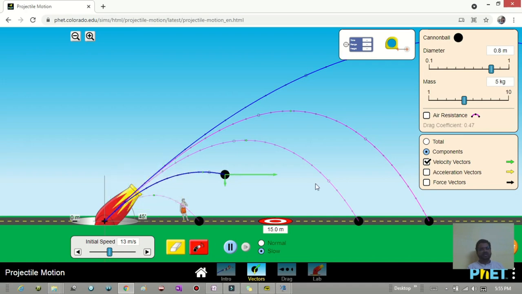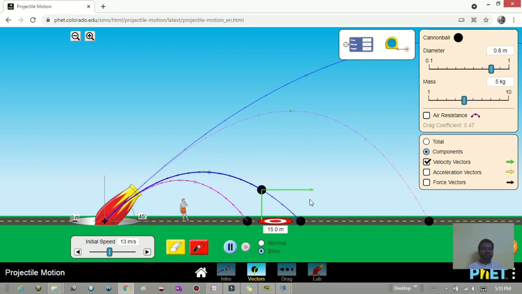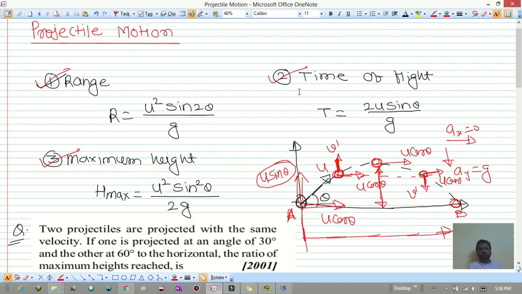Here the horizontal velocity will never change, but due to the air resistance, the horizontal velocity will obviously change, as you can see over here. But if you consider air resistance as 0, then the horizontal velocity will always be equal. It is due to the air that the horizontal velocity changes, but for us, the horizontal velocity always remains constant unless it is mentioned in the question. So I hope this is clear. Now we'll switch back to our problems.